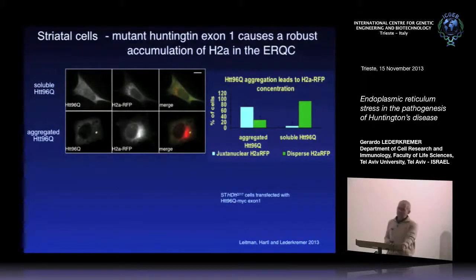And now we looked at this very early event also, which is the accumulation of the proteins in this ERQC compartment. And here, looking at the striatal cells again, if we look at cells that have the pathogenic Huntington, but in a soluble distributed form, not aggregated as we can see in cells, there's little or no accumulation of the H2A, the ERAD substrate. But if we look at cells with aggregates, see this large Huntington aggregate, you can see there's a strong accumulation of the ERAD protein.